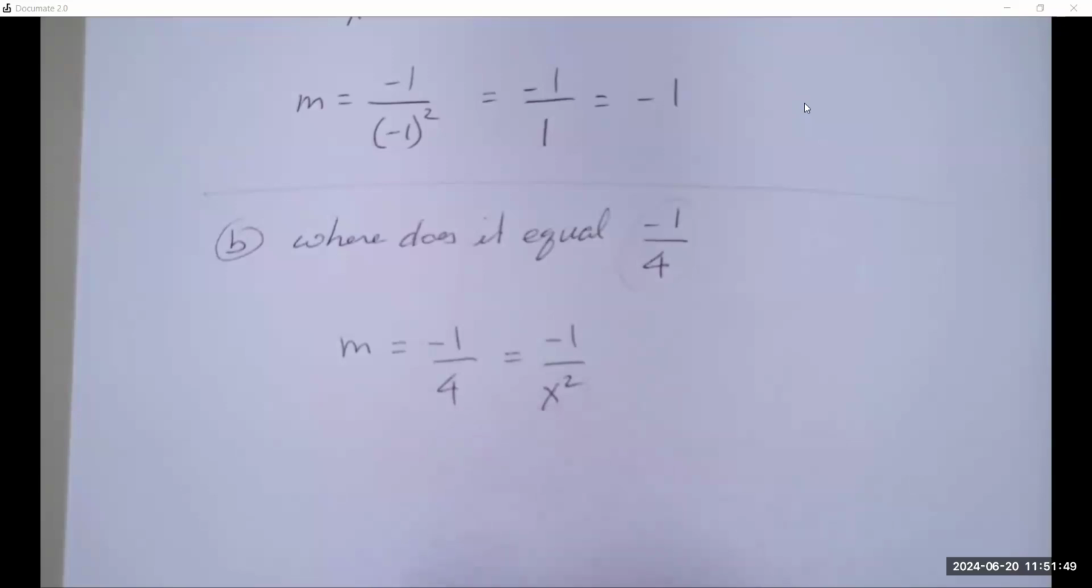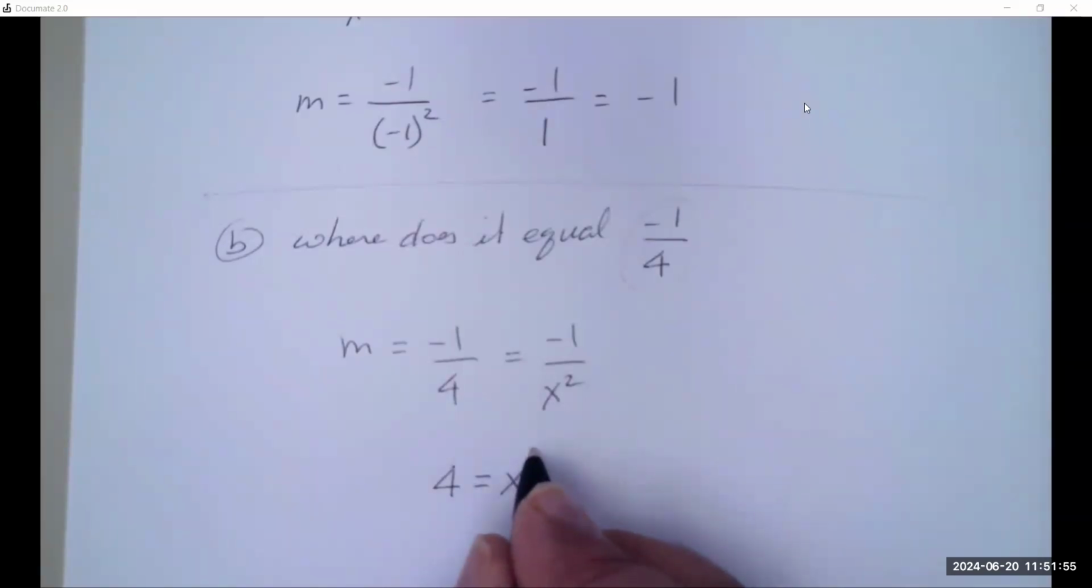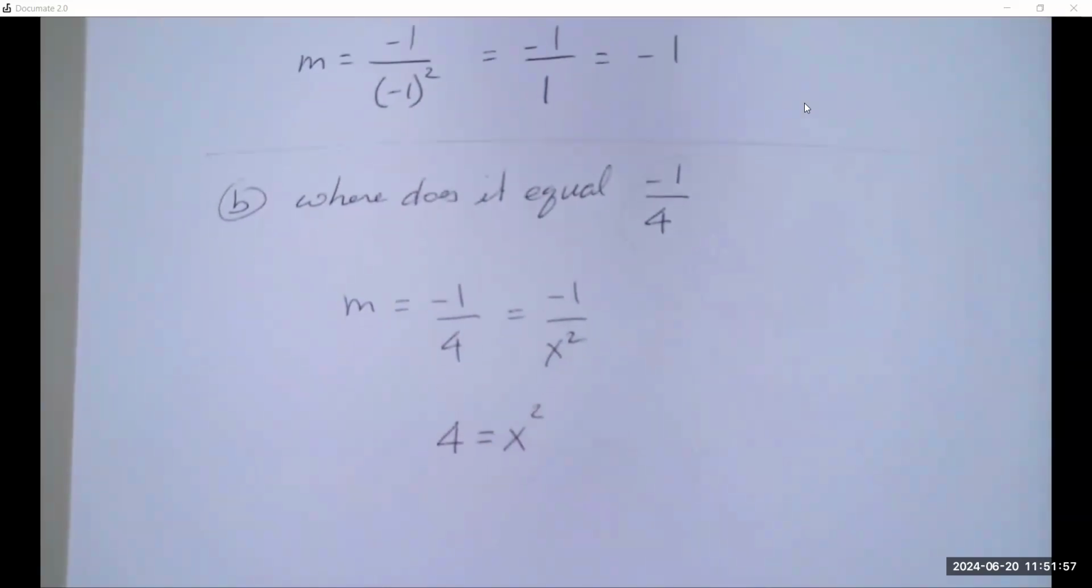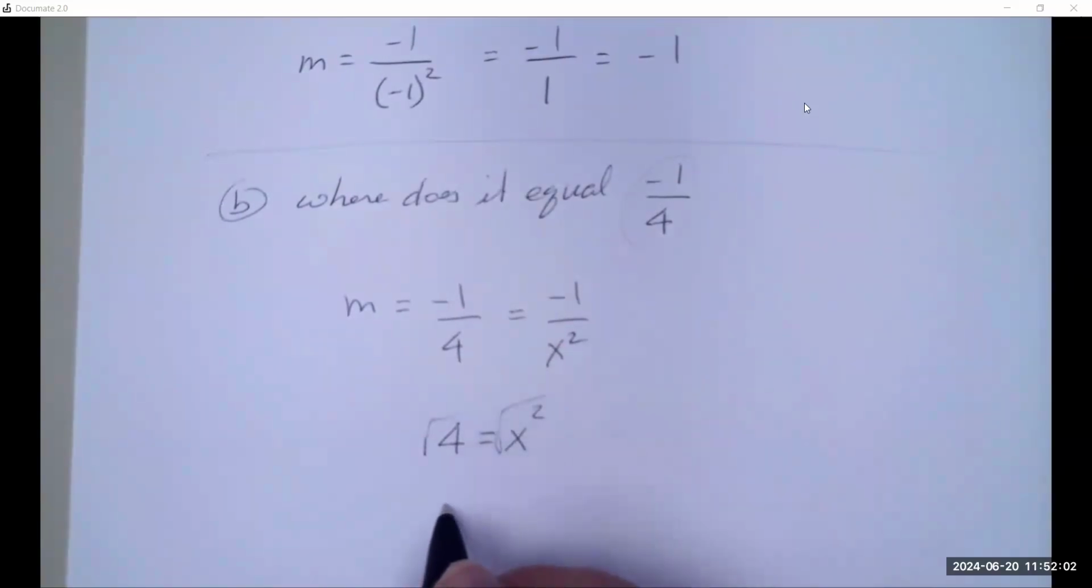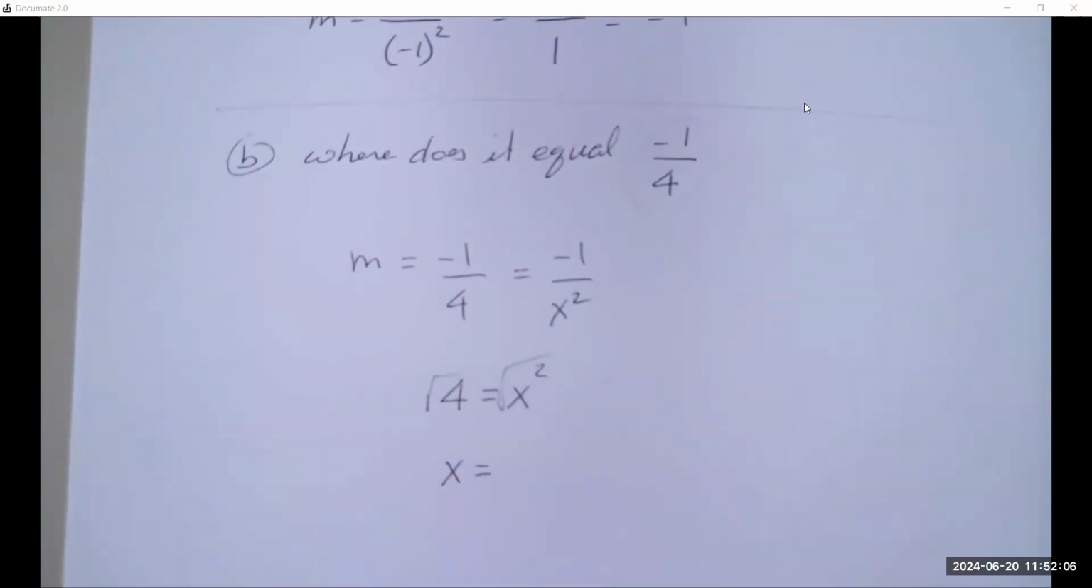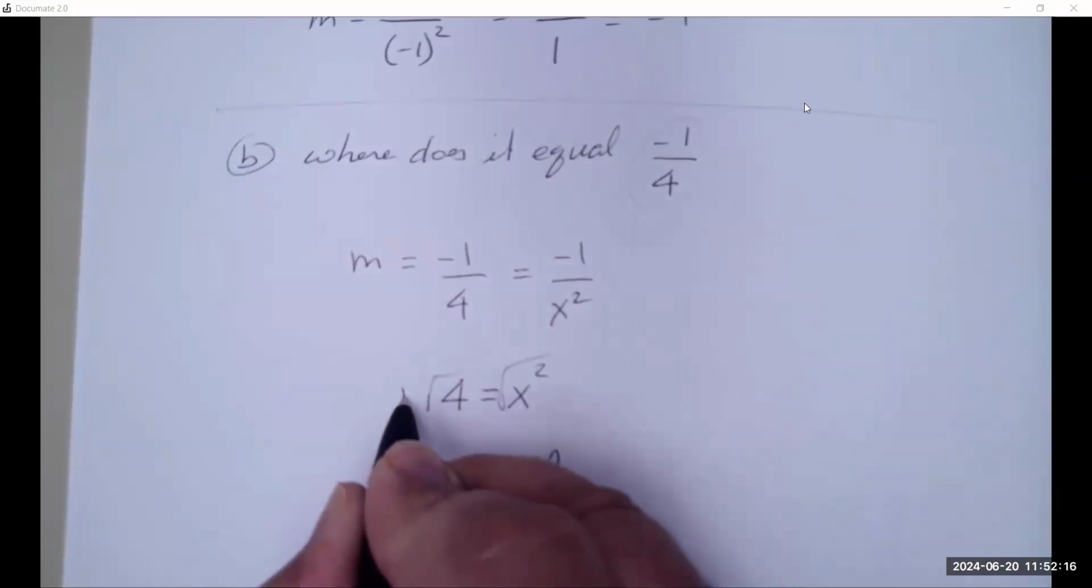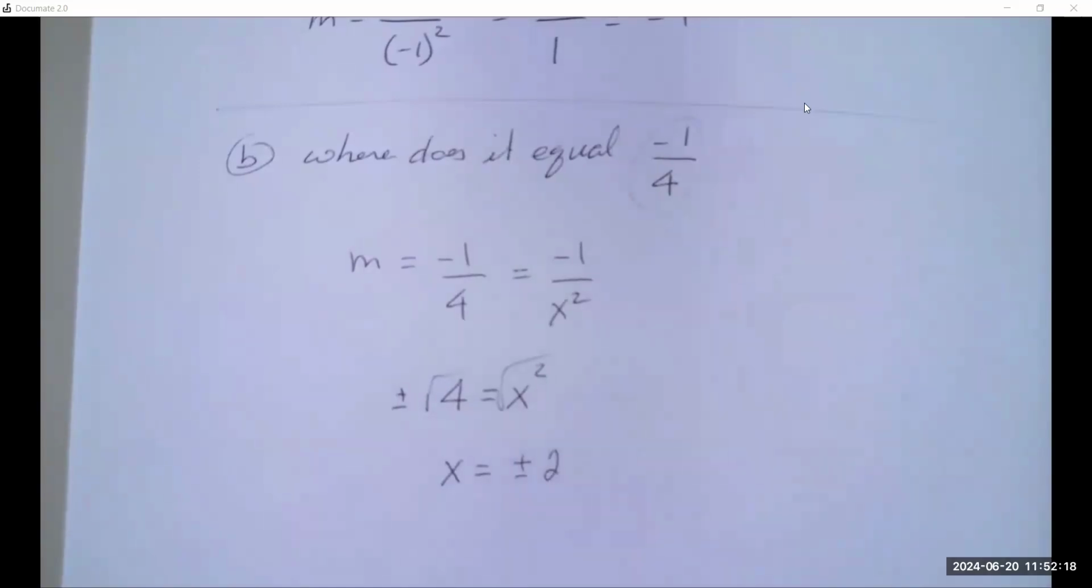To solve for x, the only way those can be equal is if 4 equals x². Square root both sides, x equals what? Plus or minus 2. Yeah, because whenever you take a square root of something squared, it has to be plus or minus.